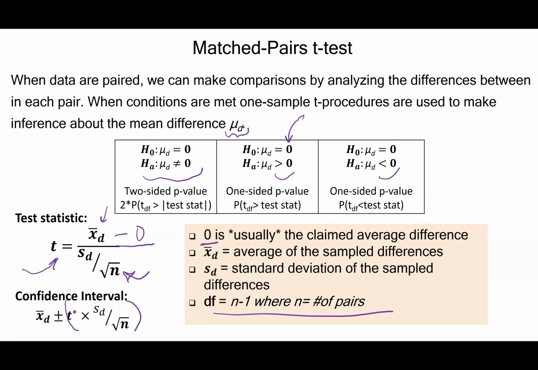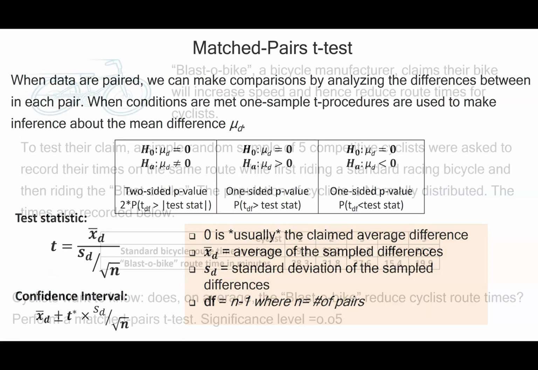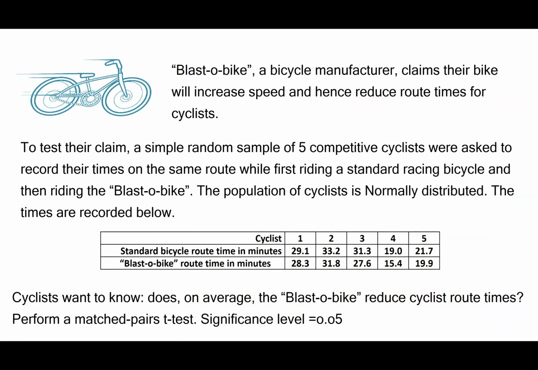So a lot of this is easiest to see by example. So we'll have a couple here. So we have Blastobike, and oh my goodness, this is an example that's been around for a little bit. They claim that their bike increases speed. Basically, if you take the Blastobike versus another bike, you'll go faster on this bike, and hence reduce riding times for cyclists. So someone is interested in testing this claim.